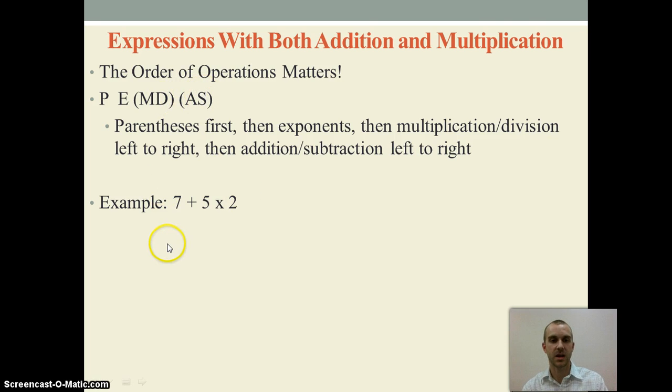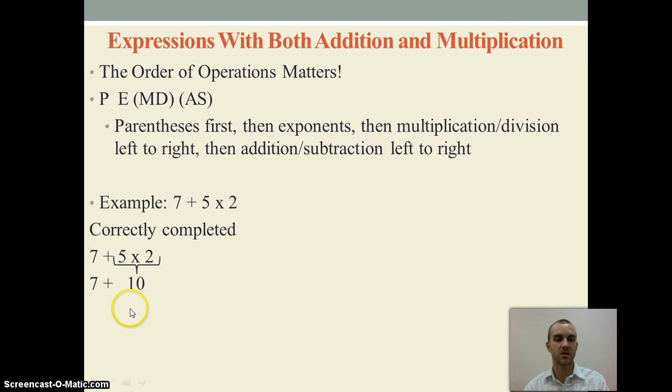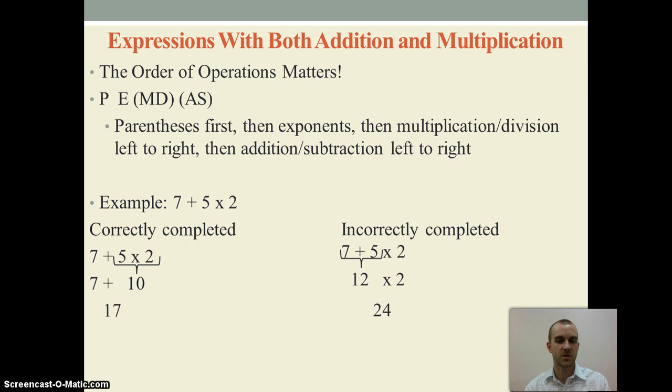Now, let's look at our example down here. When we see both addition and multiplication, we don't just work left to right. We have to pay attention to that order. So the first thing we want to do is multiply 5 times 2. That'll give us 10. Now we can deal with the addition. 7 plus 10 is 17. If we had done it just left to right, we would have done 12 times 2, and 12 times 2 is 24. That is not correct because the order of operations is not paid attention to. So make sure you pay attention to that as we do problems.